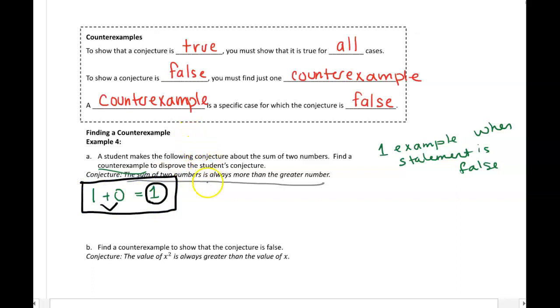Okay, so I want you to see if you can think of another counterexample. Okay, now we could also throw in negative numbers here. So like what if negative 2 plus 1 is negative 1? Okay, is negative 1 bigger than the bigger of these two numbers? Well, the bigger of these two numbers is 1. Is negative 1 bigger than 1? No, it is not. So this would be another counterexample, okay? A lot of times you can find more than one counterexample.